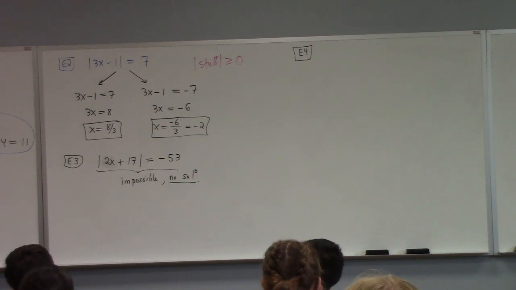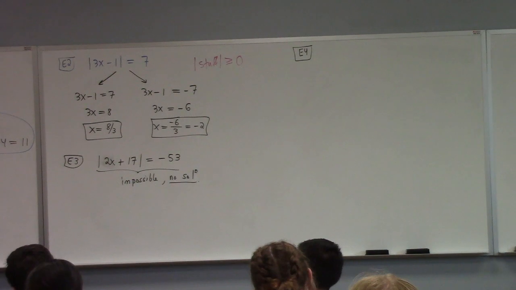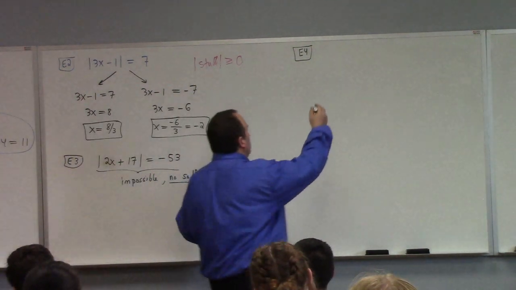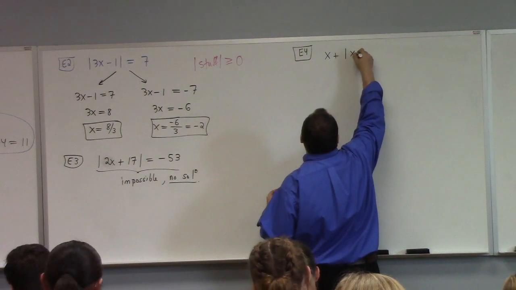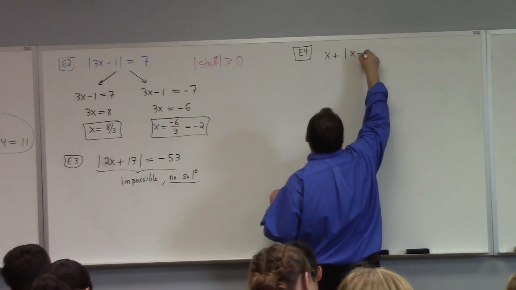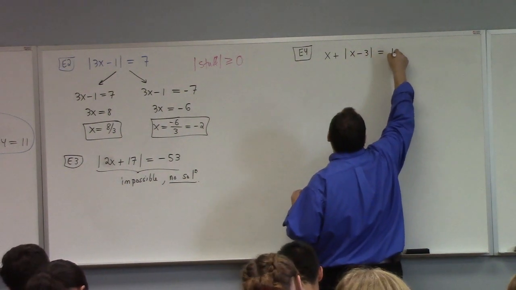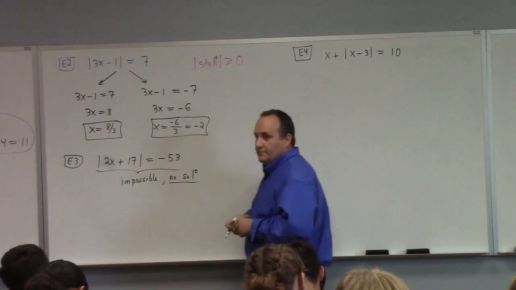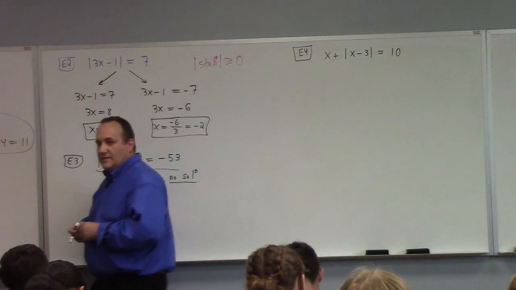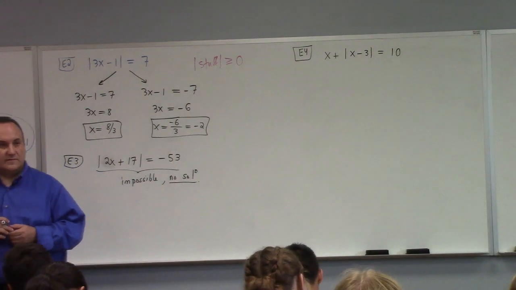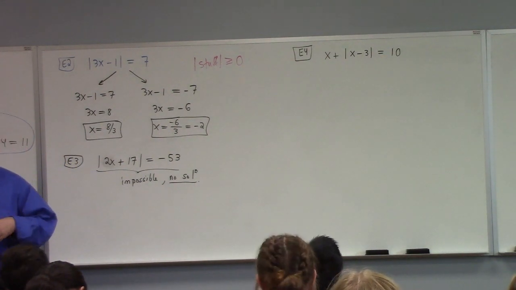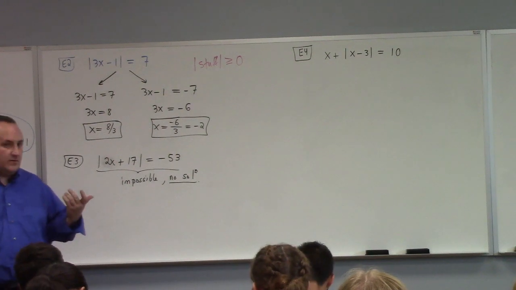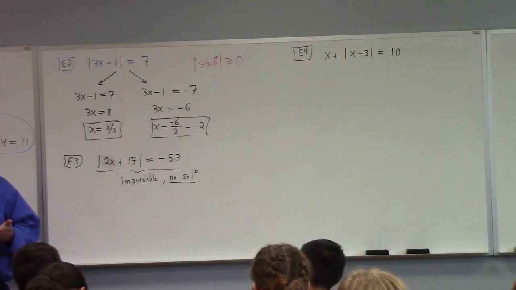So the other thing we might come up against is something like, oh, I don't know, x plus the absolute value of x minus 3 equals 10. We could try to solve an equation like this, right? This could happen to us. Is there one solution? Is there no solutions? Are there two solutions? I honestly don't know until I work it out.